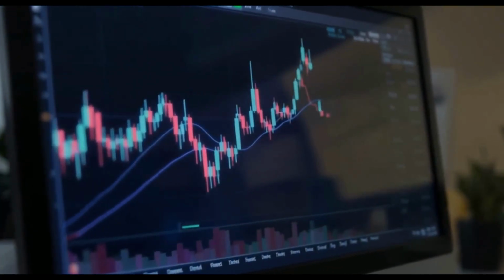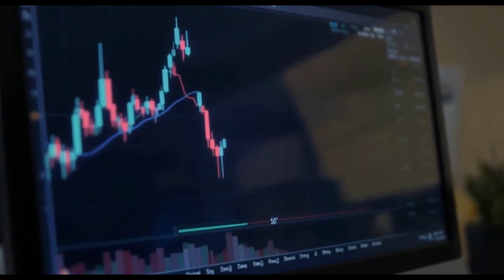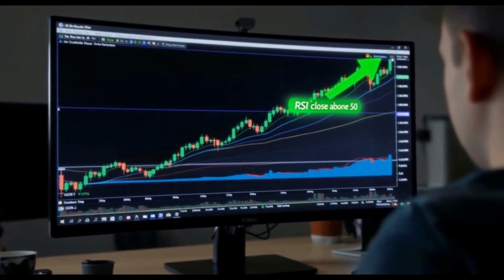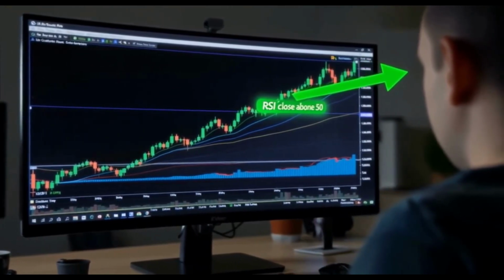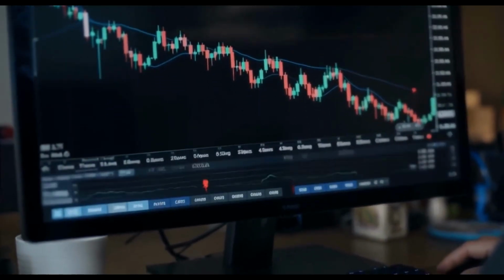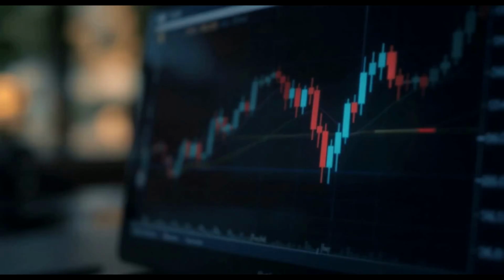But we're doing something crazy. We are completely ignoring the classic overbought and oversold levels. That strategy is broken. Instead, we're using the 50 line as our trigger. This is beautiful, watch. The 50 line on the RSI is the battle line between buyers and sellers. Above 50, buyers are in control. Below 50, sellers are winning.